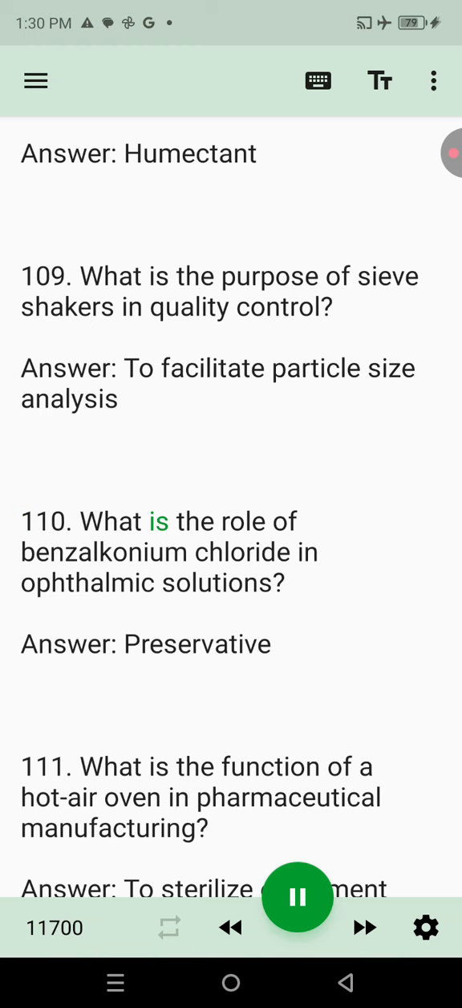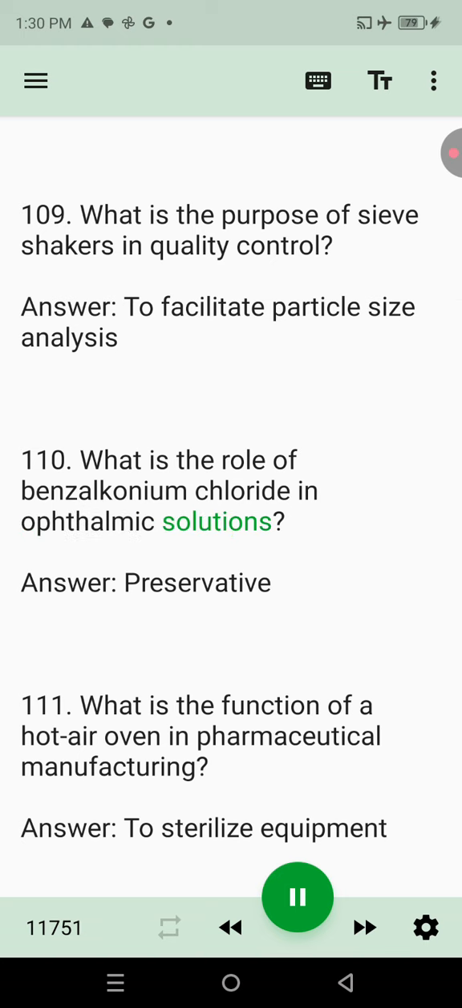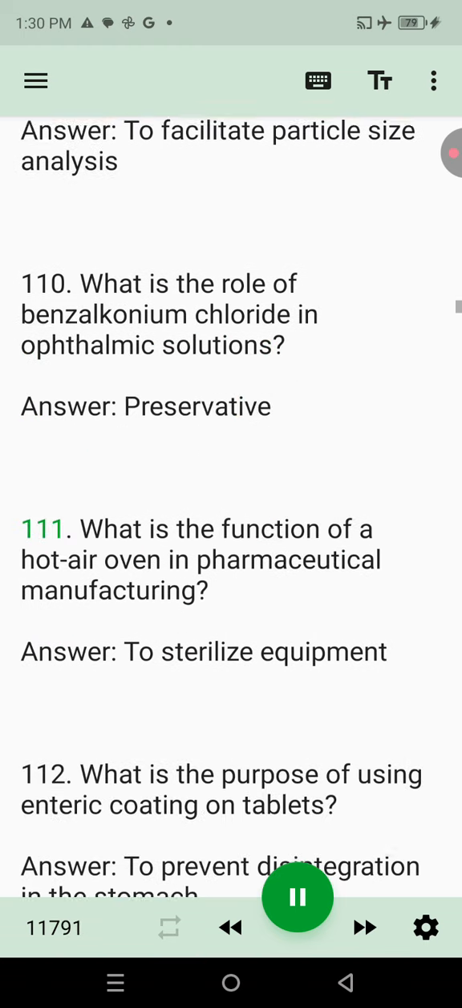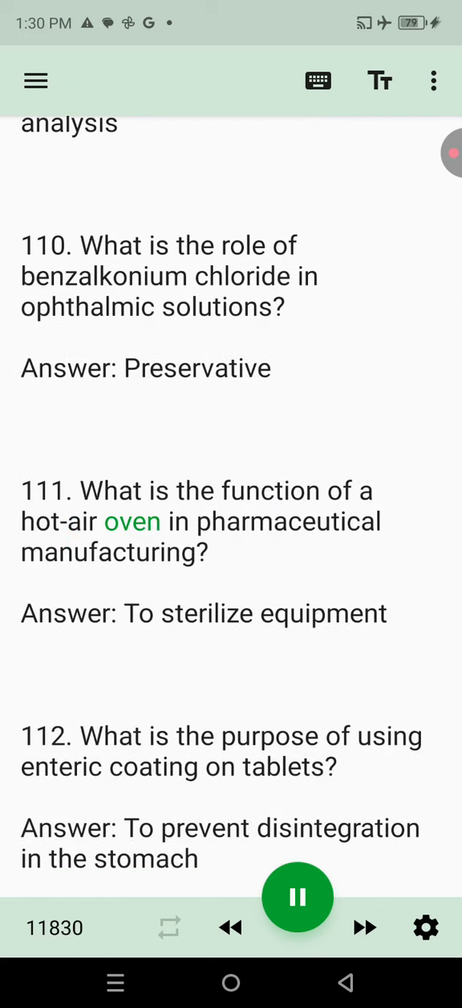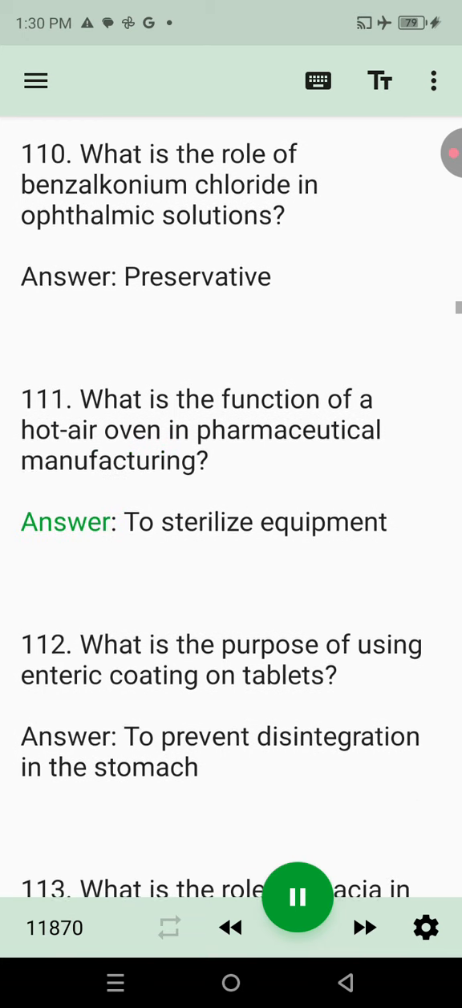110. What is the role of benzalkonium chloride in ophthalmic solutions? Answer: preservative. 111. What is the function of a hot air oven in pharmaceutical manufacturing? Answer: to sterilize equipment.